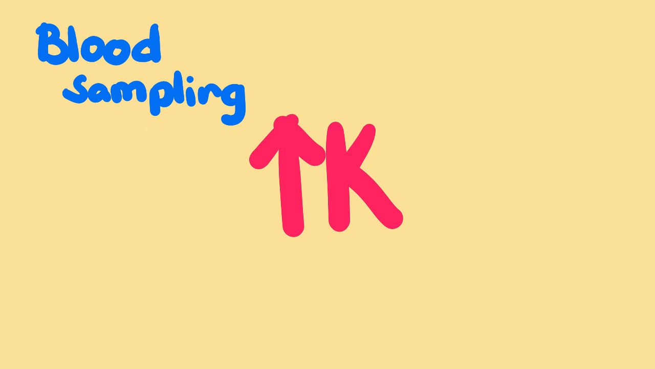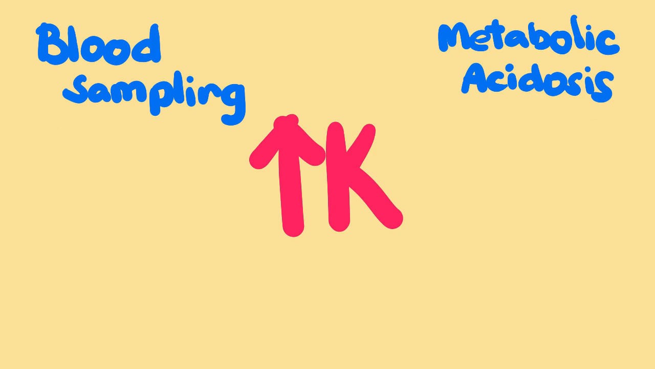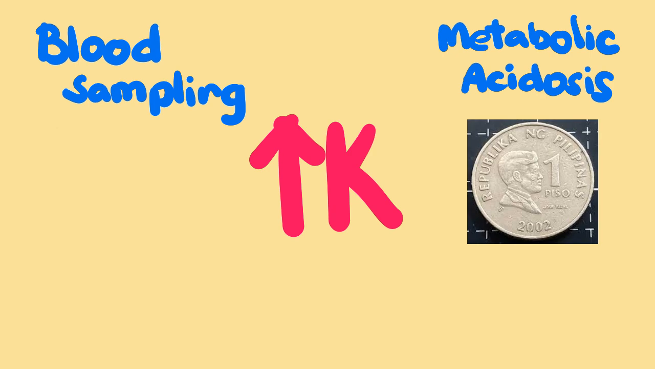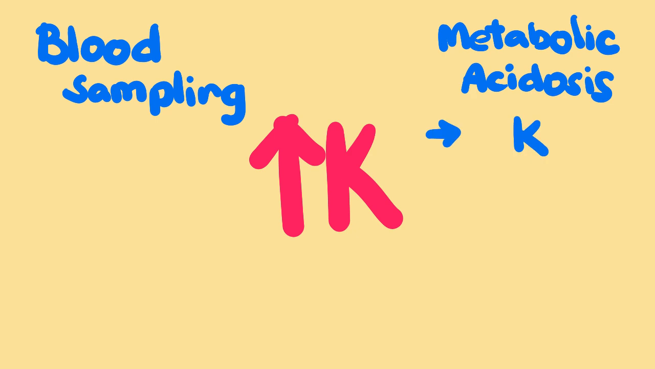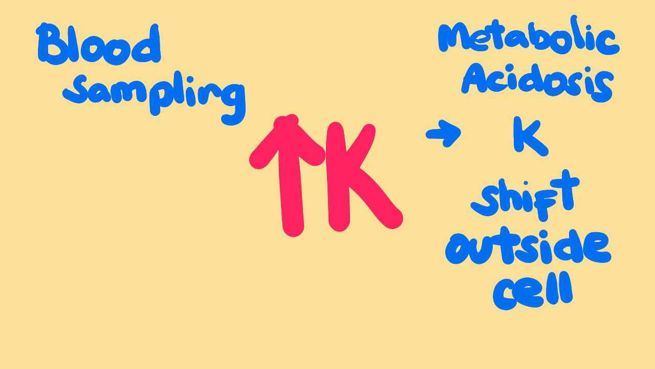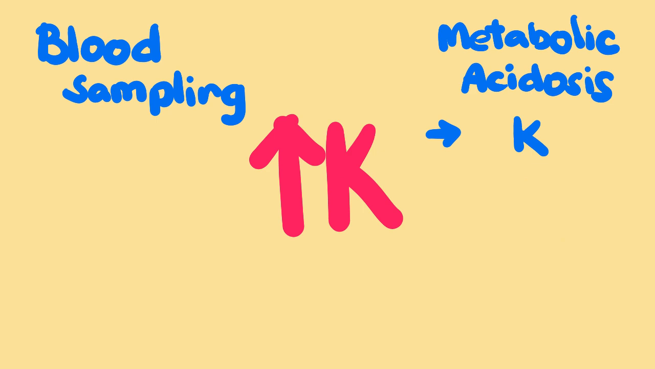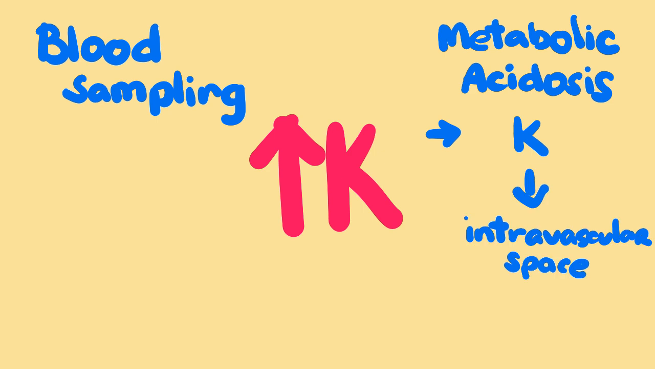Another cause of hyper-K is metabolic acidosis. This is the Philippine piso, which nurses remember as potassium in, sodium out of the cell. In a metabolic acidosis state, the potassium is shifted out of the cell and into the extravascular compartment, specifically into the intravascular space, resulting in increased serum K.